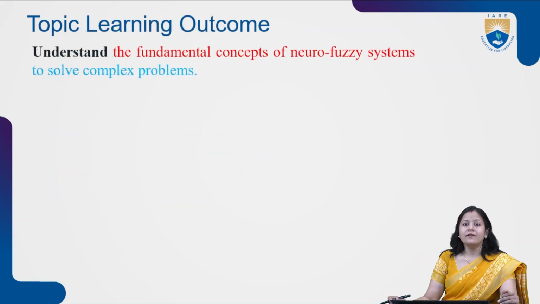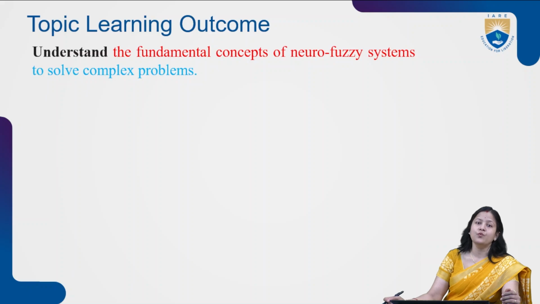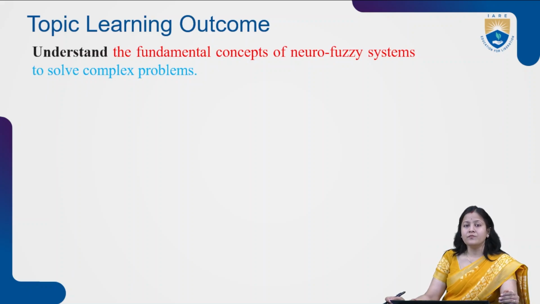This is the topic learning outcome for Neuro-Fuzzy system. After the completion of this topic, students can understand the fundamental concepts of Neuro-Fuzzy systems to solve complex problems.